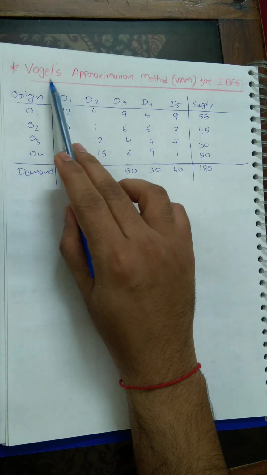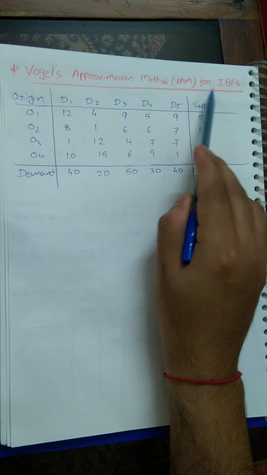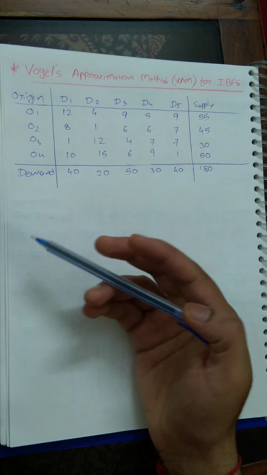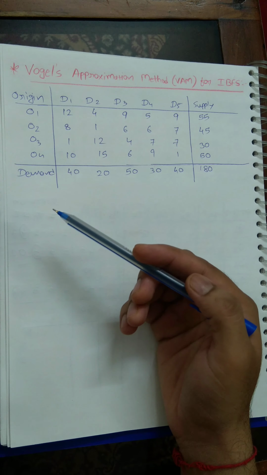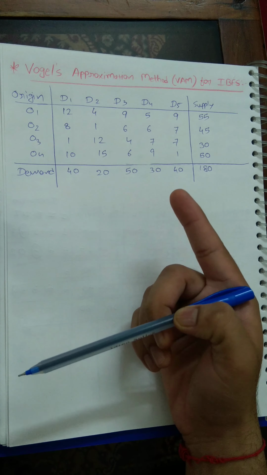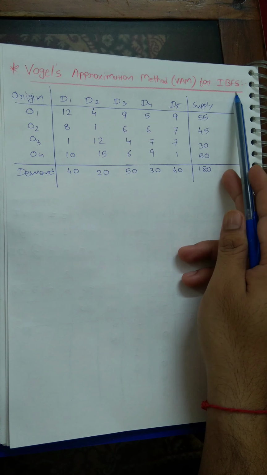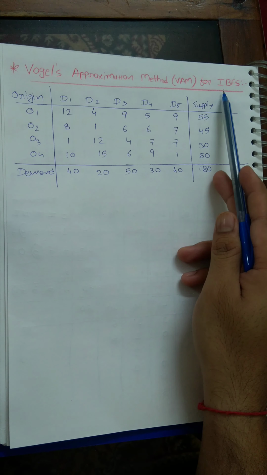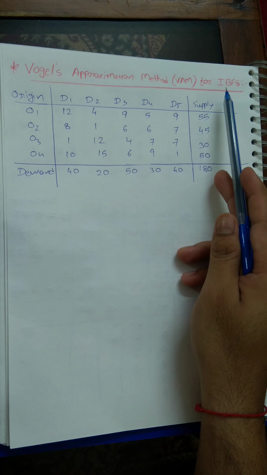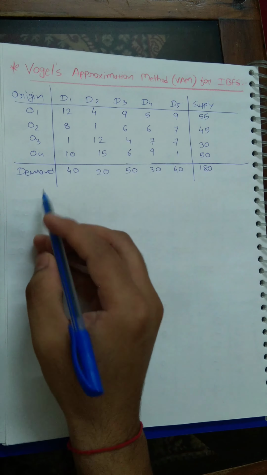In this video I am going to discuss Vogel's approximation method, in short called the VAM method, for initial basic feasible solution. In earlier videos I have discussed two other methods: the northwest corner method and the least cost method for initial basic feasible solution. Now we will discuss the third method, and that is VAM. In upcoming videos I am going to compare all these three methods and will show you which method is the best. So let us start with the VAM method.